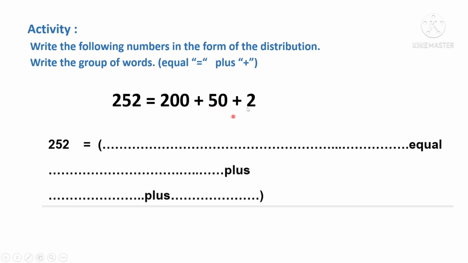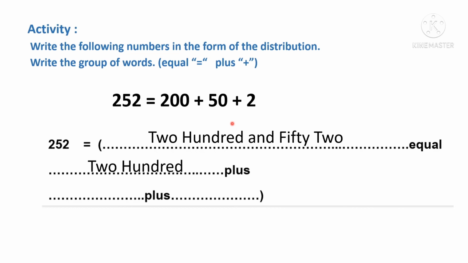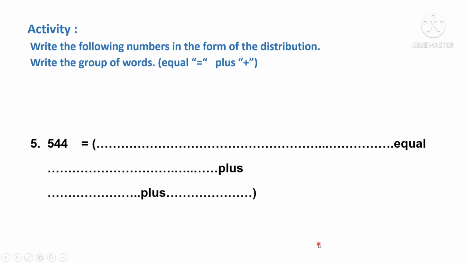252. So now we have to write it in words. 252 equal 200 plus 50 plus 2. This is how we solve for these kind of questions. Okay, so now you know how to solve it. You break the numbers by their place values. It is easier that way.